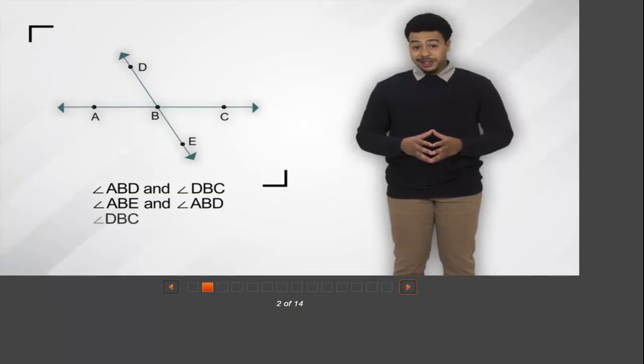Now, if we want to start with DBC, right here, I can see that angle CBE makes a linear pair with that angle.